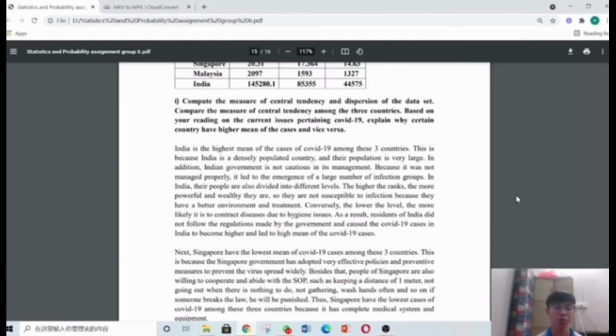So the first question, we need to compare and explain it. So I will compare two countries, which is India and Singapore. So you can see the India first. So India has the highest mean of the cases of COVID-19 among these three countries. This is because their population is very large and their India government is not cautious in its management.